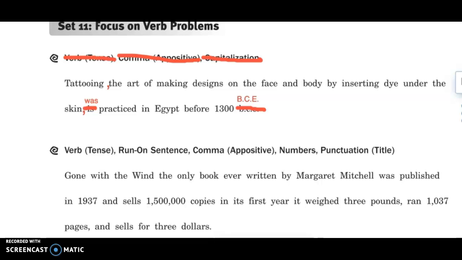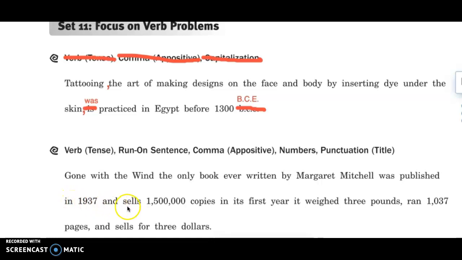I'm also going to add a comma to show that we have an appositive. We have some numbers that we're going to simplify, and we're going to add some punctuation to show that we have a title. So let's start with our verb errors. Again, I'm either going to be looking for past or present tense. This sentence also gives me a clue, and my clue is 1937, which again takes place in the past.